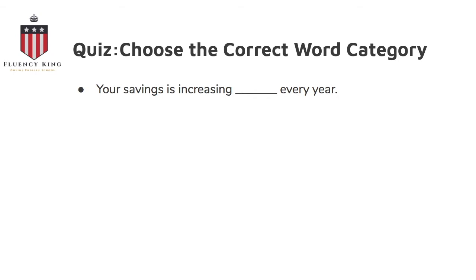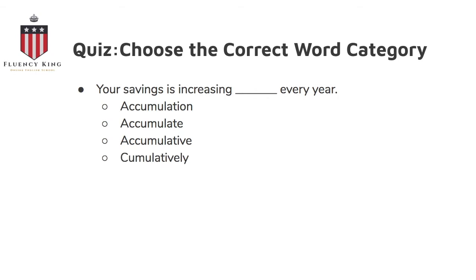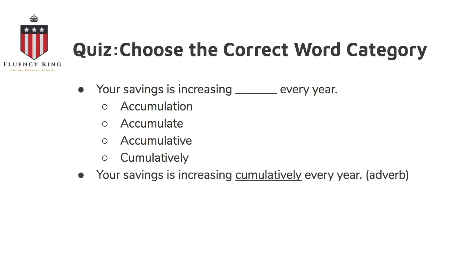Your savings is increasing blank every year. Accumulation, accumulate, accumulative, cumulatively. This would be the adverb form, cumulatively, because it is describing the verb of increasing. Your savings is increasing cumulatively every year.